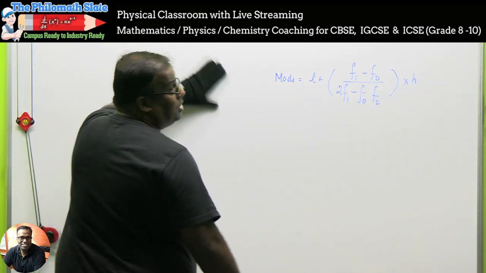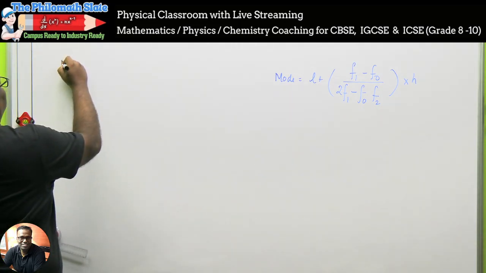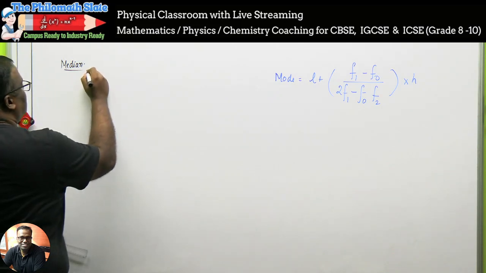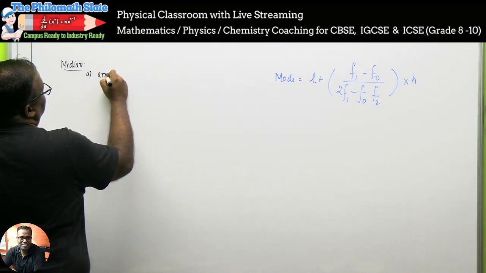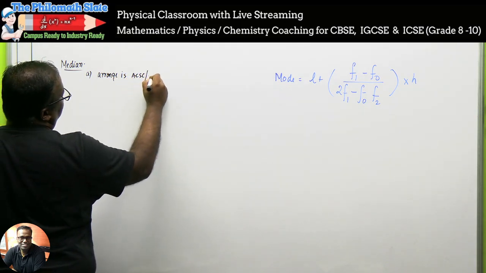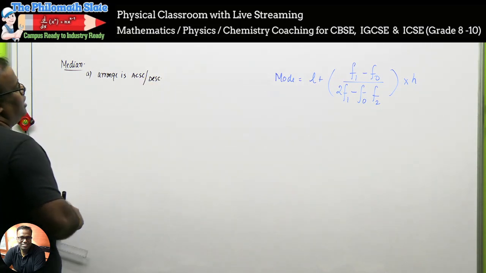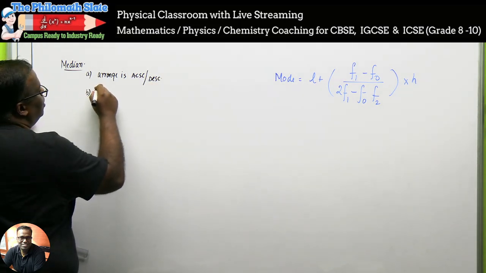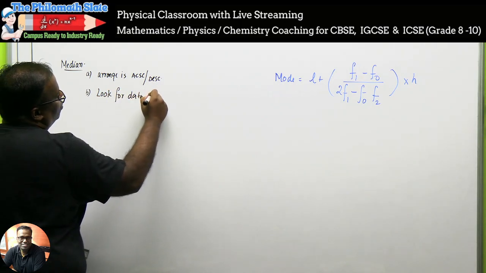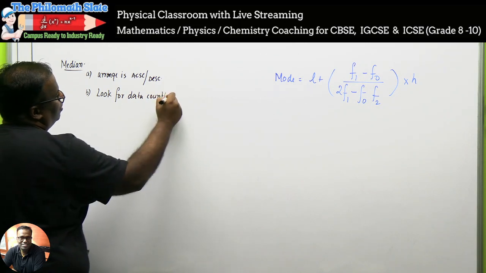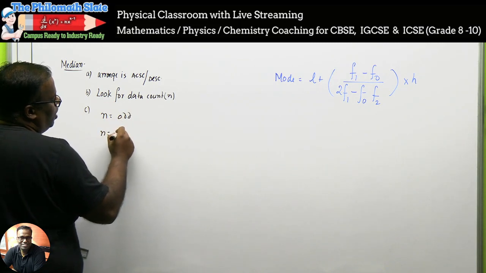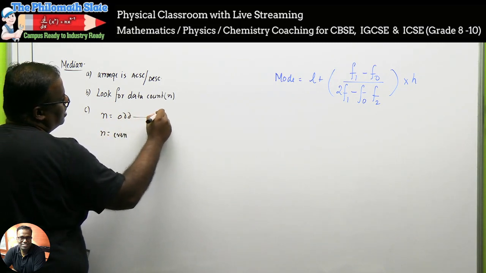Okay, now let's do the last one, median, and then we'll let you go. Median means the first job is going by basic: arrange in ascending or descending order, then look for the data count, which is n. See, n equal to odd, n equal to even. In the odd case, the middle data would be my median.